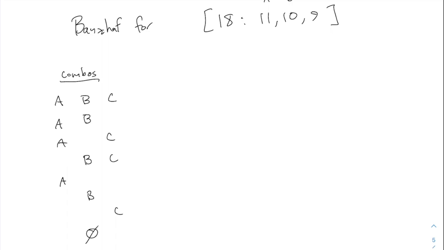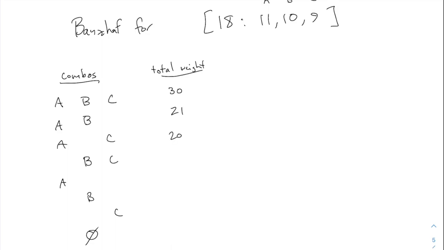Yes, in the next column, I would write the total weight from each combination. So in ABC, what's the total weight of that? I just add up the numbers, 11 and 10 and 9. That would be 30, right? I think that's 30. Okay, in AB, it's 11 plus 10, 21. AC is 11 plus 9 is 20. BC is 10 plus 9 is 19. A by itself is 11, B by itself is 10, C by itself is 9, and nobody is 0. All right, those are the total weights of each one.